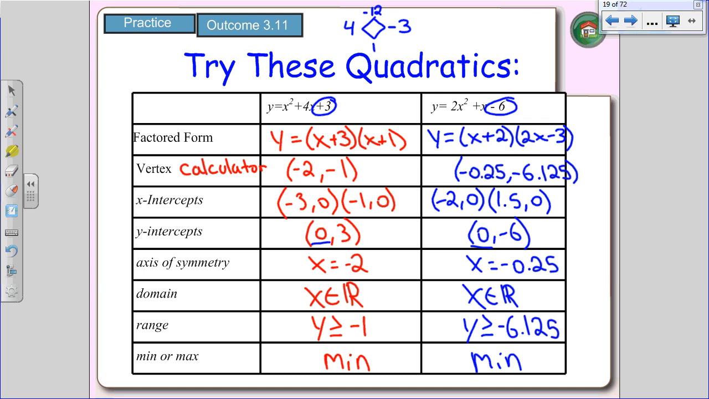The axis of symmetry was something new. The axis of symmetry cuts quadratics in half vertically, so that if you folded it over, it would be the exact same on both sides. You can always find it by looking at the x value of your vertex. So you'll notice that those two things are linked. The axis of symmetry and the x value of your vertex are the same.